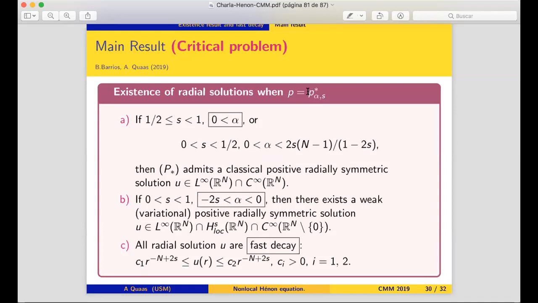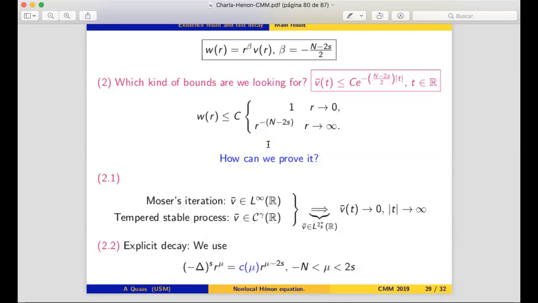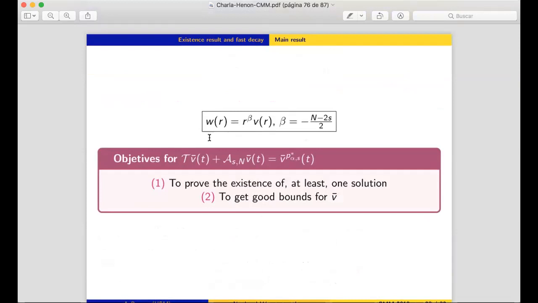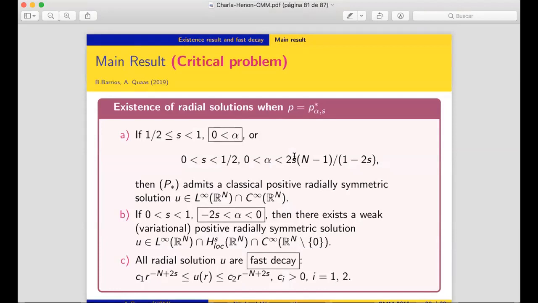Why this? Because where we use the energy method, I need this exponent to be subcritical, and doing this computation leads to the restriction. I don't know how to do bigger. It should exist for bigger alpha, but the method we use gives that. And then in the other regime, you can prove existence for alpha negative in all ranges, which was already known. So this is not new. And in all cases you have the right decay.